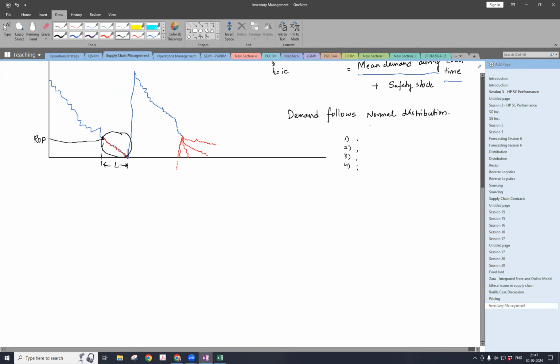Now, in such cases, what do we do? We'll try to understand that later. That is a slightly more advanced topic. But for now, let's assume that this follows normal distribution. Now, what does it mean to look like a normal distribution? Let's look with an example, right?